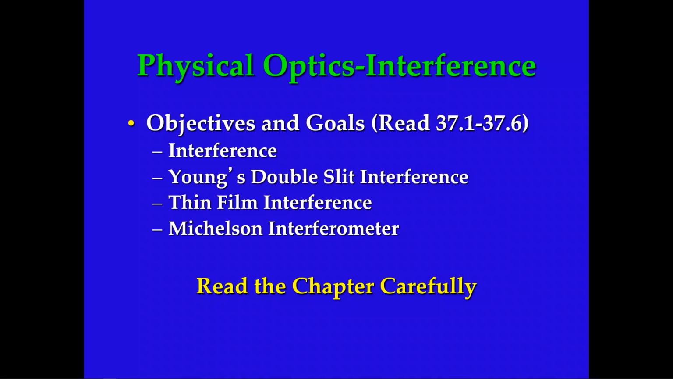It is much easier to see these demos in person than me talk about them or just show them in a video. So when we meet again, I will have some demos on interference, and it'll help you to understand these concepts.